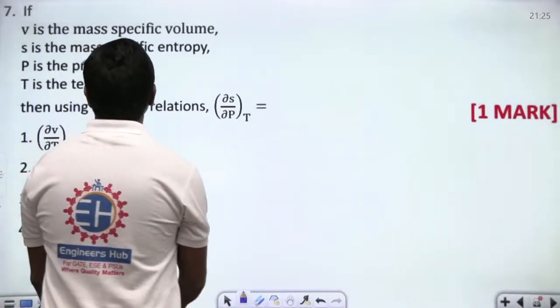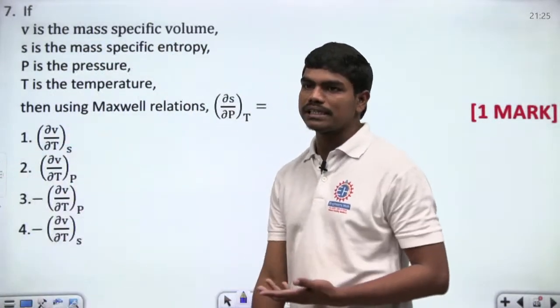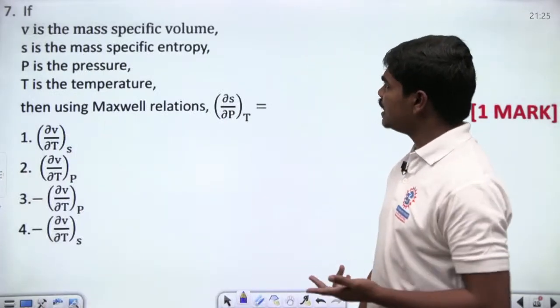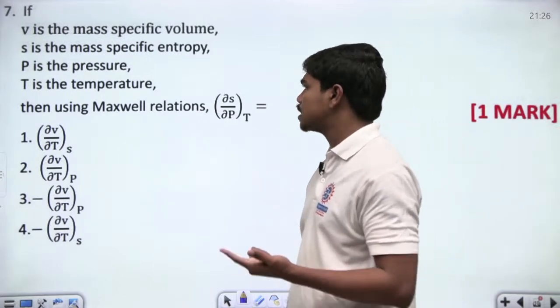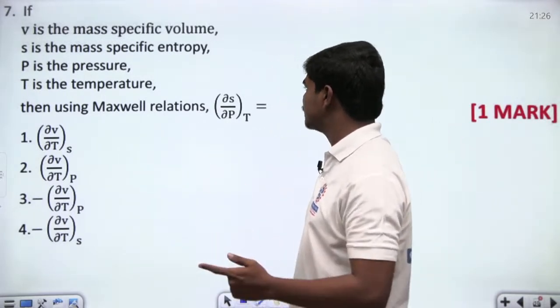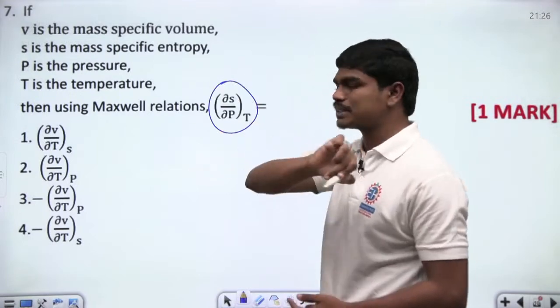So this is a very simple question. It again depends on Maxwell relations. Just now we have solved. If V is the mass specific volume, S is the mass specific entropy, and P is the pressure, T is the temperature, then using Maxwell relations, what could be the value of dou S by dou P at T?